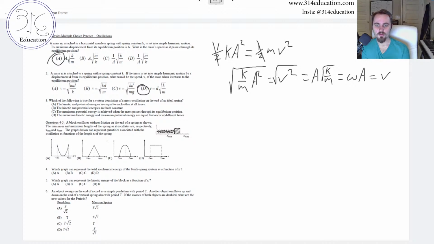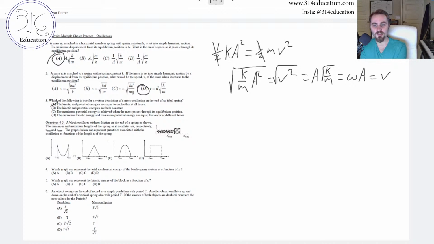3. Which of the following is true for a system consisting of a mass oscillating on the end of an ideal spring? The kinetic and potential energies are equal to each other at all times. That unfortunately is not going to be true, because we can come up with a time where the kinetic energy has all the energy and the potential energy is 0, and so those are unequal. Or we can come up with a time where the potential energy has all the energy and the kinetic energy has 0. Again, that means they are not equal to each other at all times. So we can rule out A.